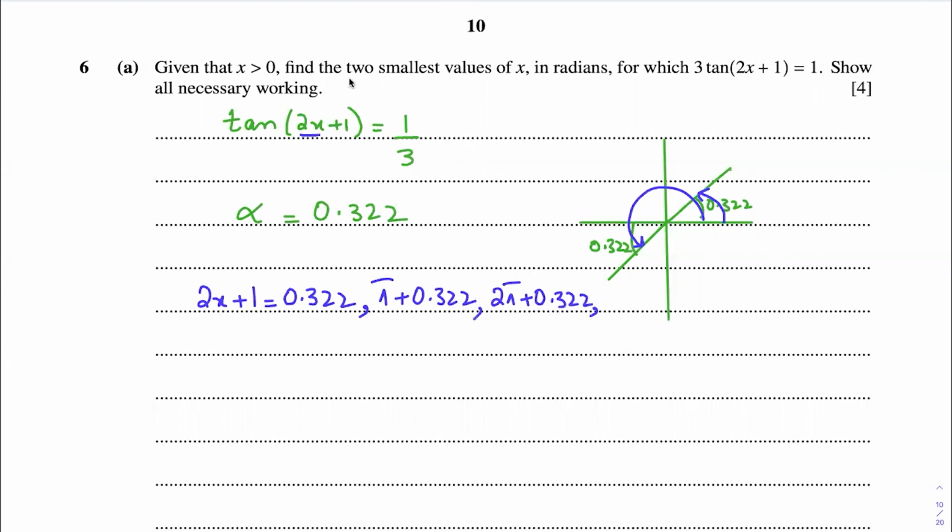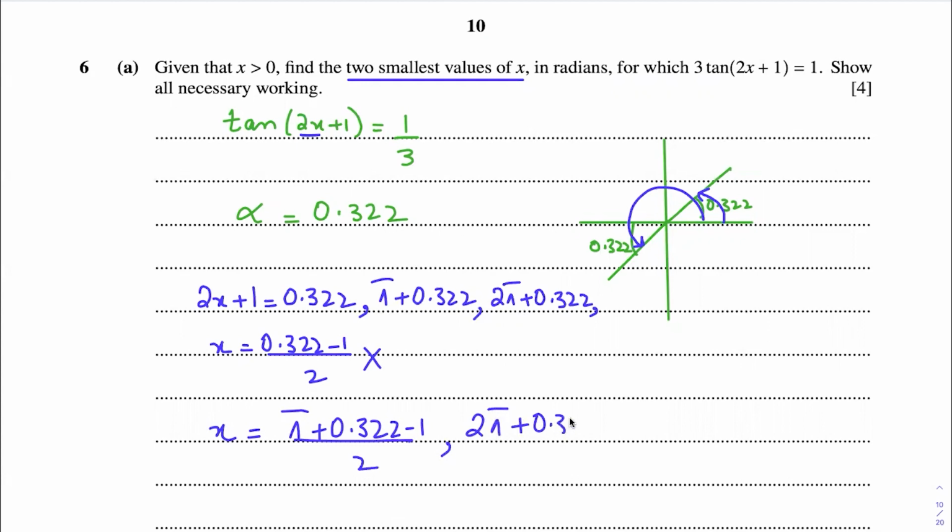0.322. But as it says, we have to find the two smallest values of x. So what we'll do is we'll write 2x plus 1 is equal to 0.322. So this will become x is equal to (0.322 minus 1) upon 2. Now this will give us a negative answer, and as x has to be greater than 0, this answer will be cancelled out. Our other two solutions would be (pi plus 0.322 minus 1) divided by 2 and (2 pi plus 0.322 minus 1) divided by 2.